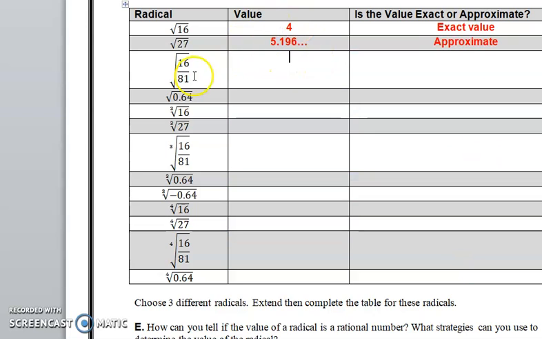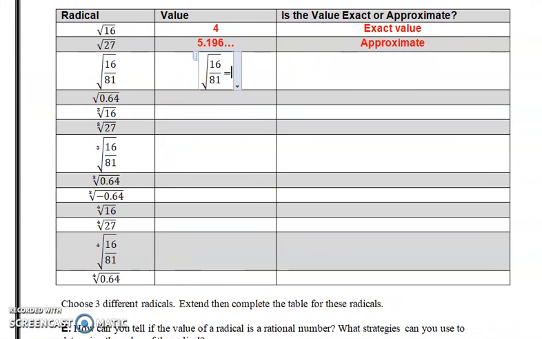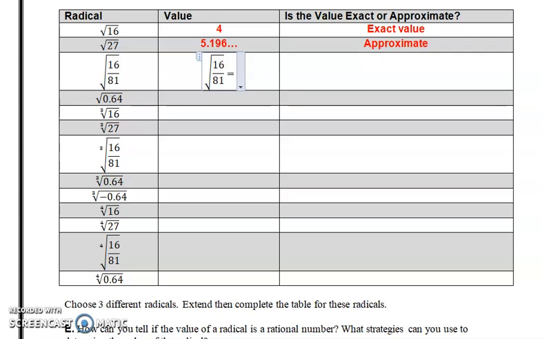Then we do the square root of 16 over 81. So the square root of 16 over 81 is, I'll work this one out for you. So that's the same as saying equal to the square root of 16 divided by the square root of 81, which is equal to 4/9.